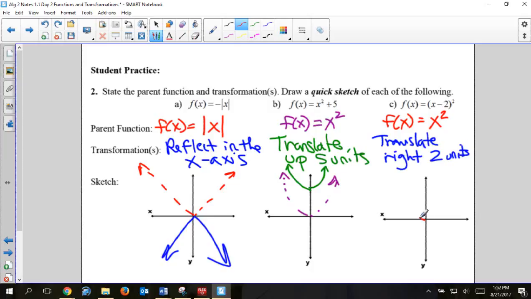So we have our U-shaped parent function, and then we're going to translate that right 2 units. And there is our wave function. And this is a quick sketch, so you don't have to have super accurate graphs, just correct shape and approximate location.